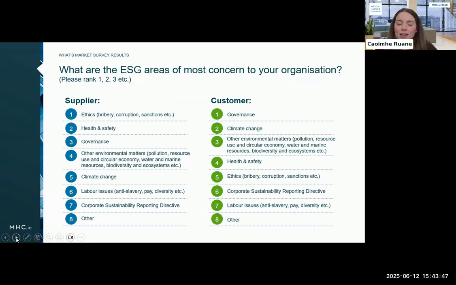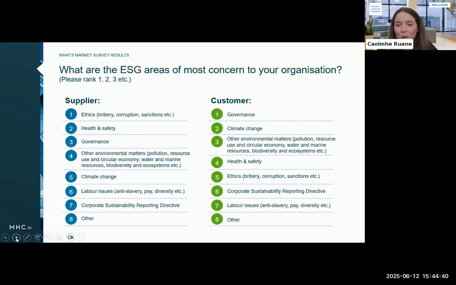Yep, so you can see here we asked our survey participants what the ESG areas of most concern to their organizations were. Eight different options, for example, ethics, health and safety, governance, other environmental matters, climate change, labor issues, the Corporate Sustainability Reporting Directive, and other. So we can see there's a bit of divergence between the supplier and customer sides here in terms of their priorities, with ethics ranking first for suppliers and governance ranking first for customers. Then we see ethics on the customer side is down at fifth. So there's quite a bit of divergence. Health and safety and then other environmental matters rank in the top four concerns for both sides. And climate change concerns also rank particularly high for customers.